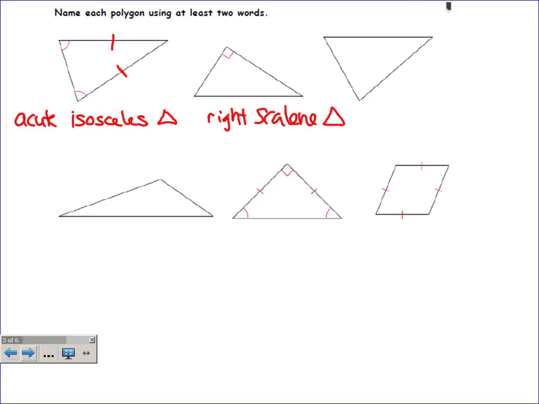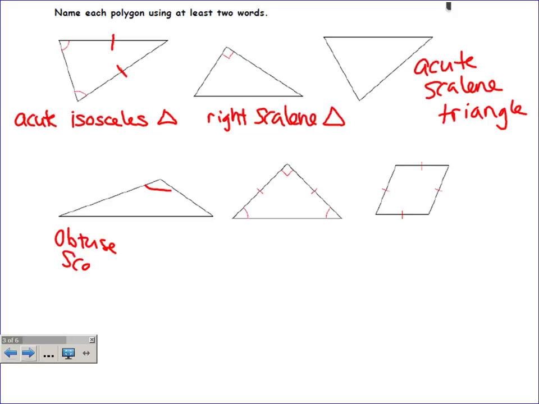Okay, third one. Nick, what do you have for the third one? Acute scalene sounds good to me. Acute scalene triangle. By the way, I don't think triangle counts as a word when you're describing these. You describe by angles and by sides. I think you're totally fine doing this. Tyler Mancuso, what about this one? Because there's one obtuse angle right there, we'll say obtuse. Scalene, because none of the sides are the same. Obtuse scalene triangle sounds really good to me.